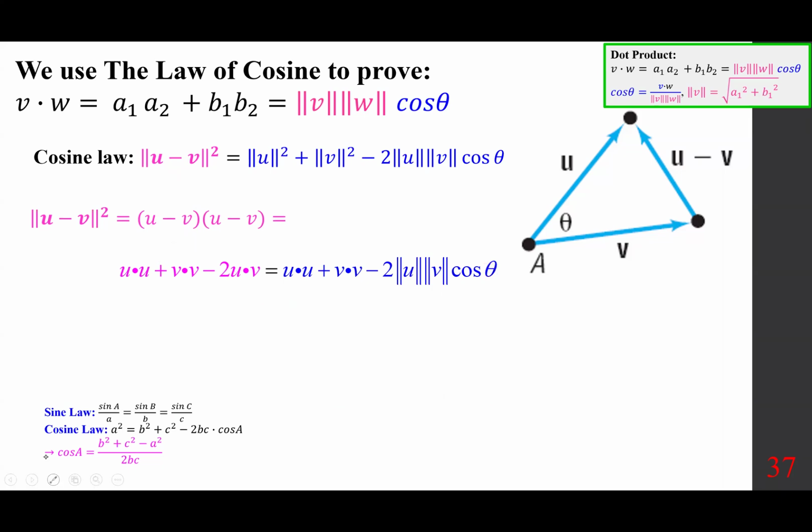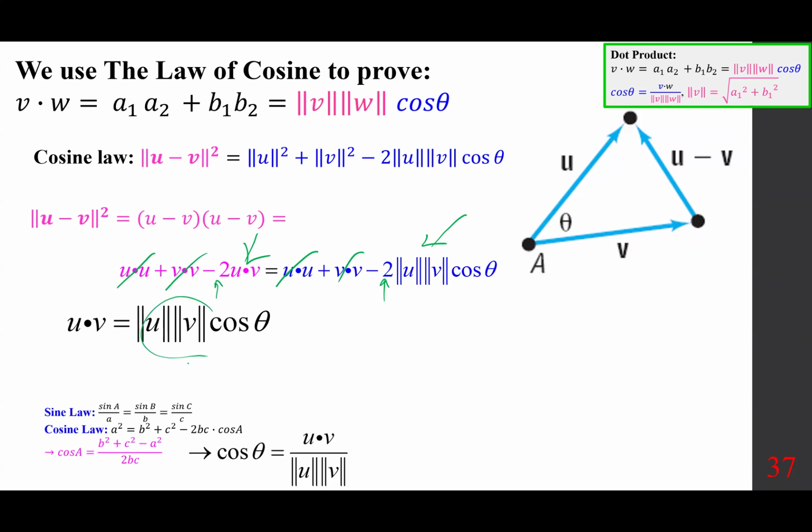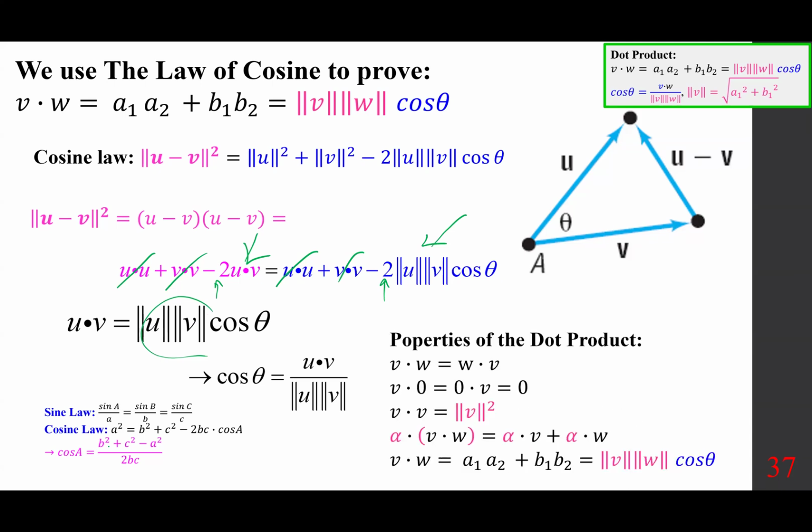And now these two cancel each other. These two cancel each other. This is equal to this, and you can drop the negative 2 from both sides. And cosine becomes the left side divided by this. And that's exactly what we had in mind. And again, reminding you of the properties of the dot product, nothing brand new.